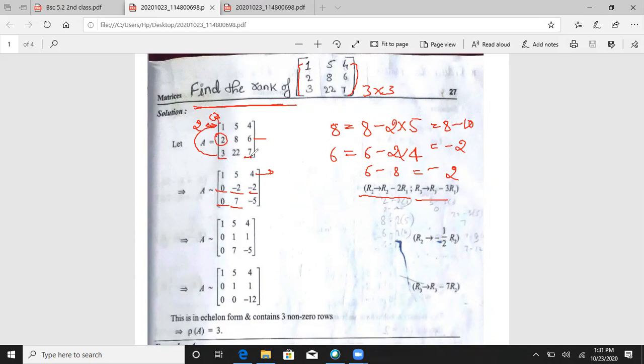Next, that is minus 5, R3 equal to minus 5. The third row 7, R3 minus 3R1, 3 into R1 means 4. Okay, then 7 minus 12, that is minus 5. Okay, see here, in finding the rank, the lower elements should be 0 and 0.